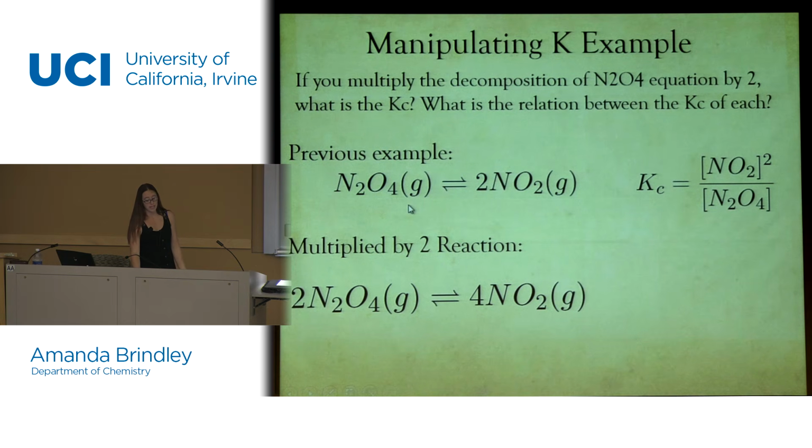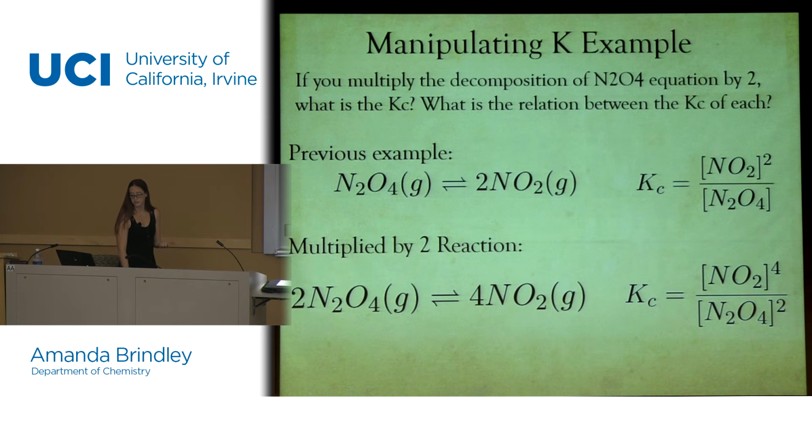What if we multiply the reaction by 2? So let's do that first. So we're back to our original example. And we multiply this by 2, and we multiply this by 2. What goes on our numerator now? NO2 to the 4th power. And what goes in our denominator now? N2O4 to the 2nd power. Okay.